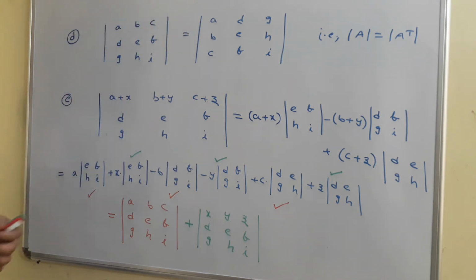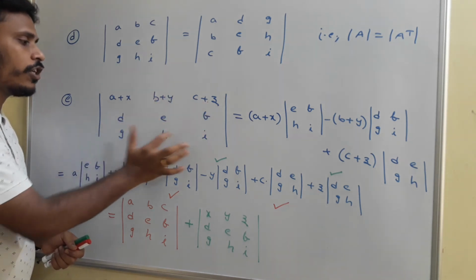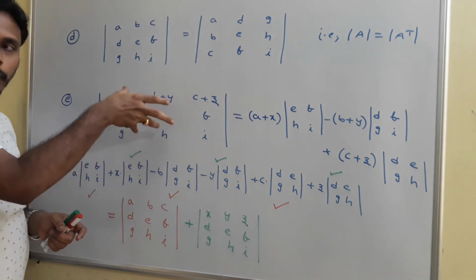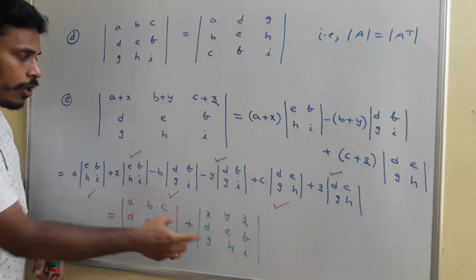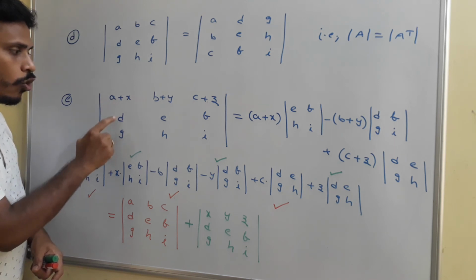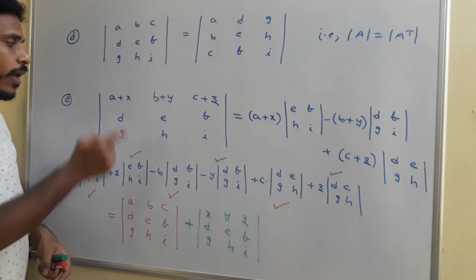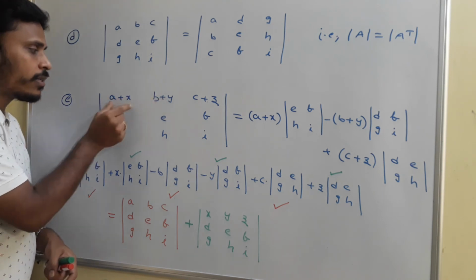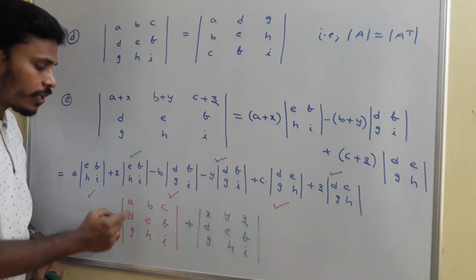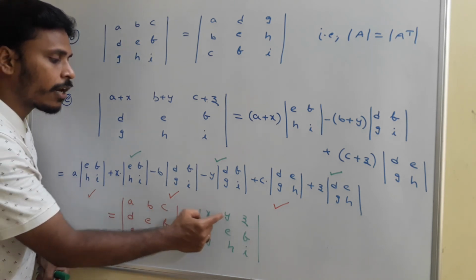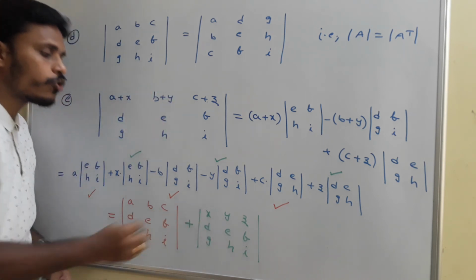Whereas coming to the fifth property, suppose I have A plus X, B plus Y, C plus Z, and these are D, E, F, G, H, I. So just look at this, okay, and I will rewrite this determinant in this manner. These two rows won't change: D, E, F, G, H, I. But just think about the first row elements, A plus X, B plus Y, C plus Z, and I will split it into two determinants. The first determinant A, B, C, and the second determinant X, Y, Z. So this determinant value is equal to the sum of these two determinants' values.